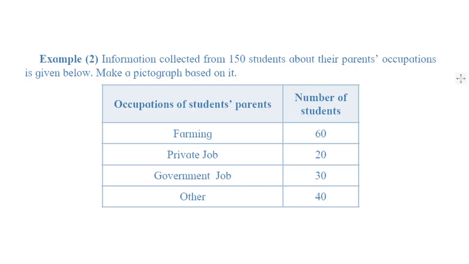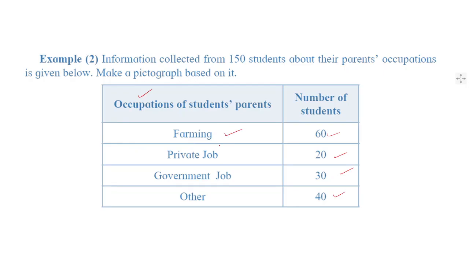Make a pictograph based on it. Now this is for you to do. The occupations of students' parents are given. Some are doing farming, some are doing a private job, some are doing a government job, some have some other job. The total is 150 students. You see 60 plus 20, 80 plus 30, 10 plus 40, 150 students, and their parents are doing different occupations, different work.